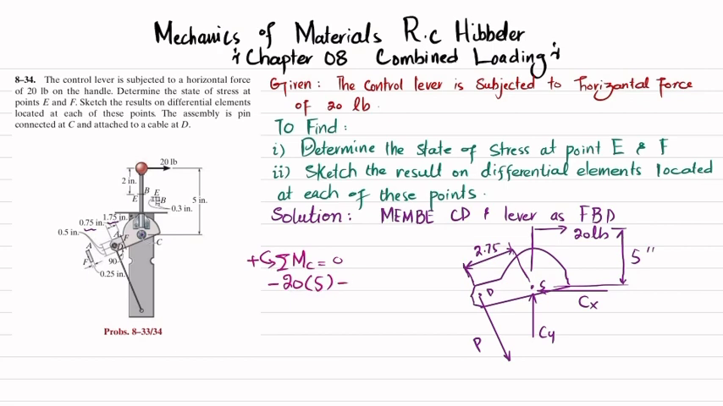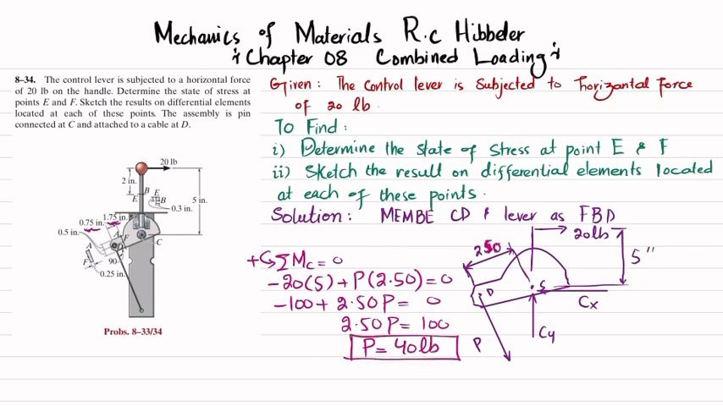So I will write plus P into 2.50, not 2.75, since 0.75 plus 1.75 is 2.50, is equal to 0. So minus 100 plus 2.50 times P is equal to 0. So 2.5 times P will be equal to 100. It means that P is equal to 40 pounds.